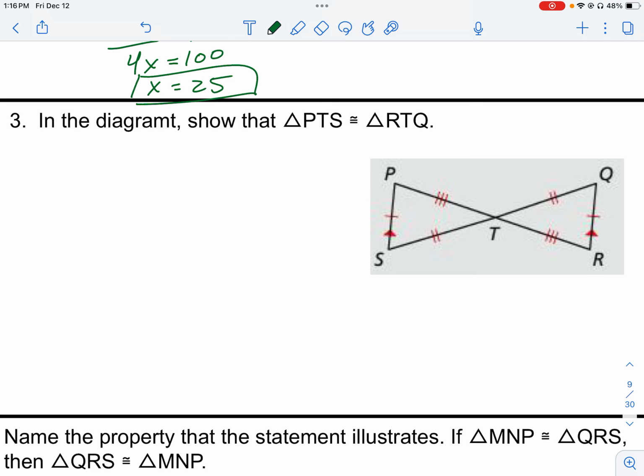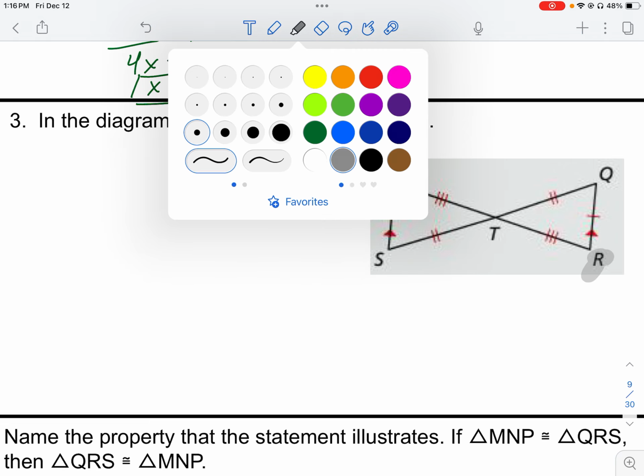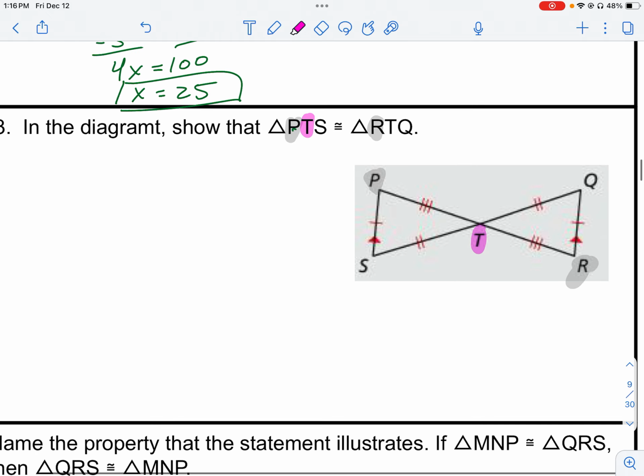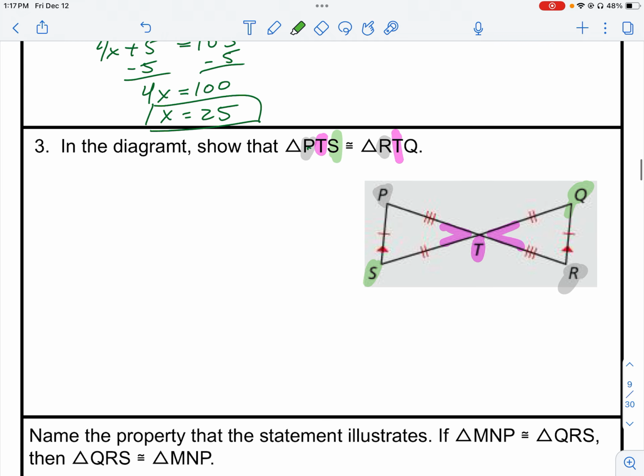All right, so in the diagram, show that triangle PTS is congruent to triangle RTQ. So we need P to match R. We need angle T in this triangle to match angle T in this triangle. And then we need angle S to match angle S.